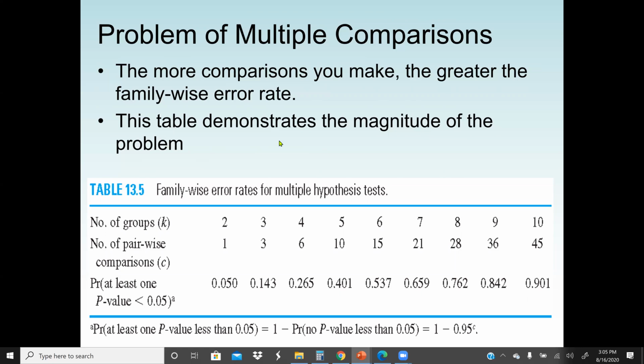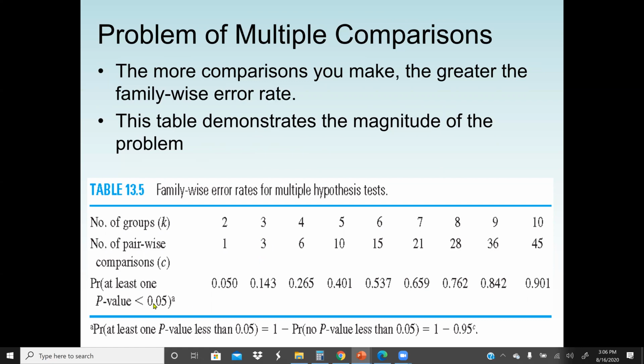So this table demonstrates the magnitude of the problem. You can see that when the number of groups is 2, the number of pairwise comparisons is 1. Because if I have 2 groups, only 1 comparison I will make: mu1 equal to mu2, versus mu1 not equal to mu2. But when I have 3 groups, I can make 3 different comparisons, as we saw. So when we have 3 groups, we can make up to 3 comparisons.